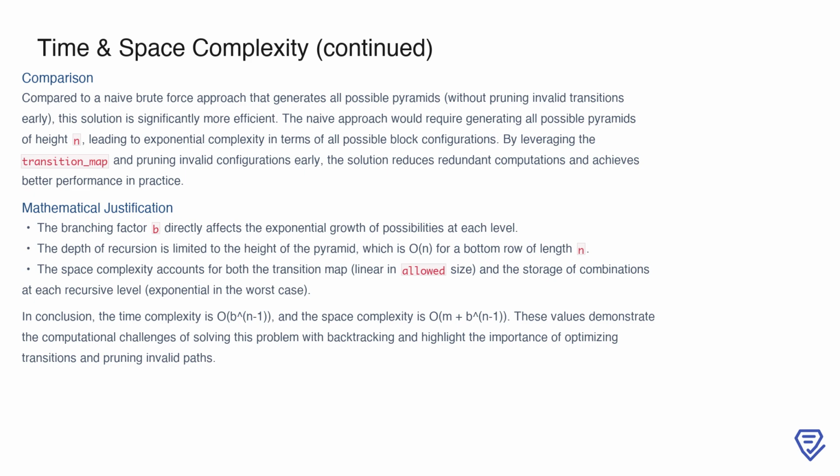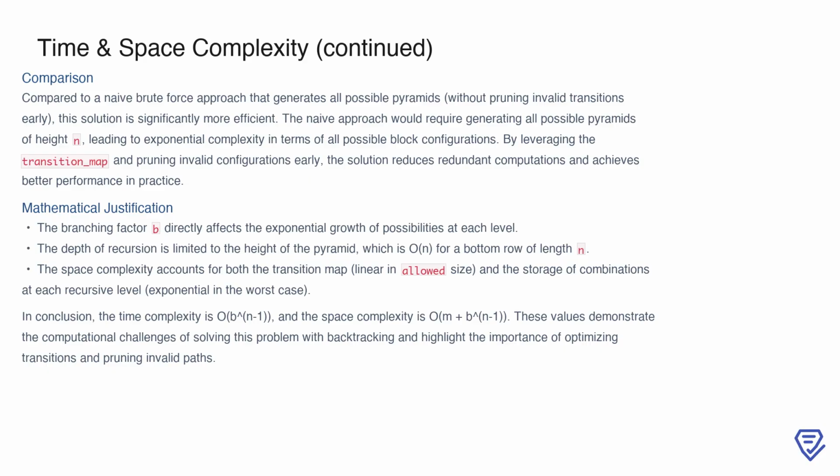By contrast, this solution leverages the transition map and eliminates invalid paths early, significantly reducing redundant computations. Mathematically, the branching factor B determines how quickly the number of possibilities grows at each level, while the recursion depth is capped at O(n), corresponding to the height of the pyramid. The space complexity combines the linear storage for the transition map with the exponential storage for recursive levels, resulting in O(m plus B^n).